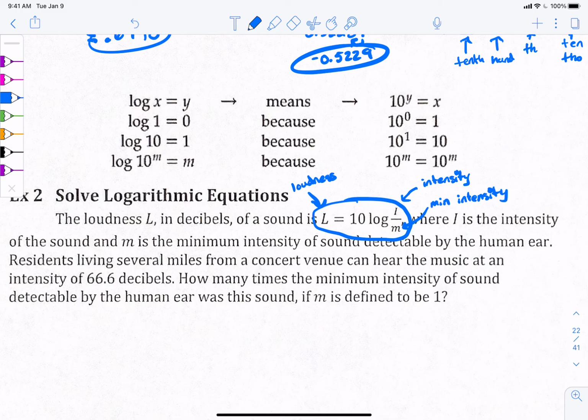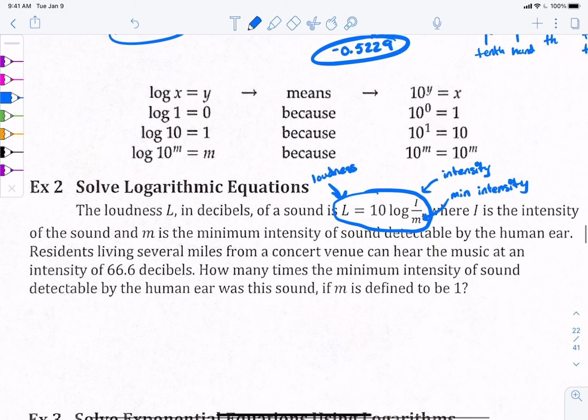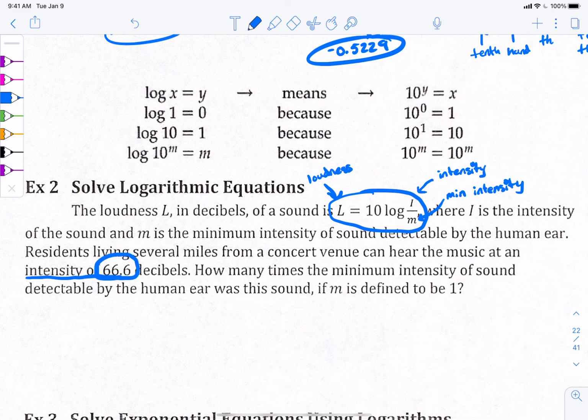Nice. All right. Residents living several miles from a concert venue can hear music at an intensity of 66.6. How many times the minimum intensity of sound detectable by the human ear was the sound if M is designated to be 1? Okay, so we've got two things to plug in.